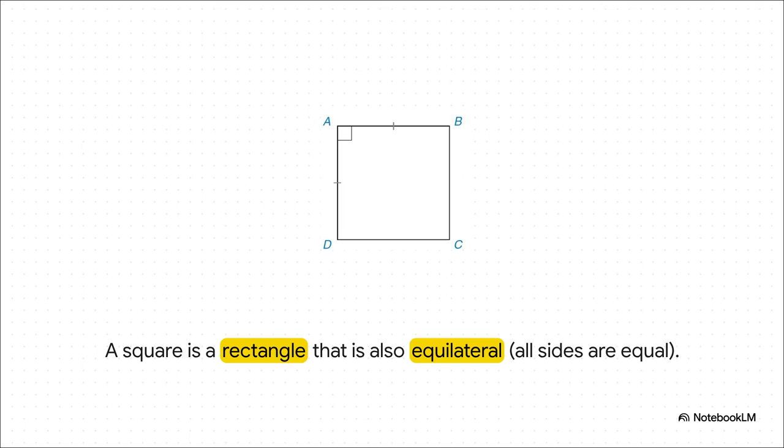It's a parallelogram, it has 4 right angles, it has congruent diagonals, but it has one extra, very strict rule: all 4 of its sides must be equal in length. It's basically a rectangle that's also equilateral.